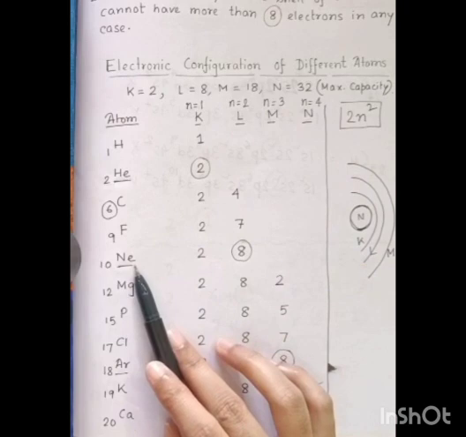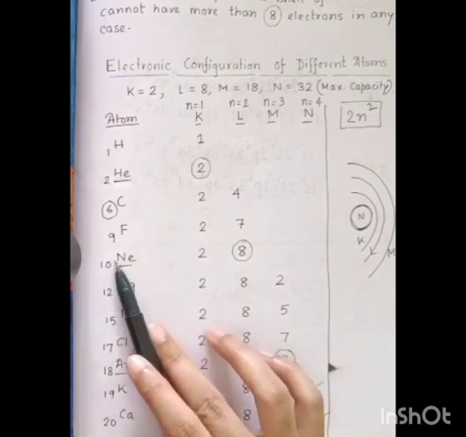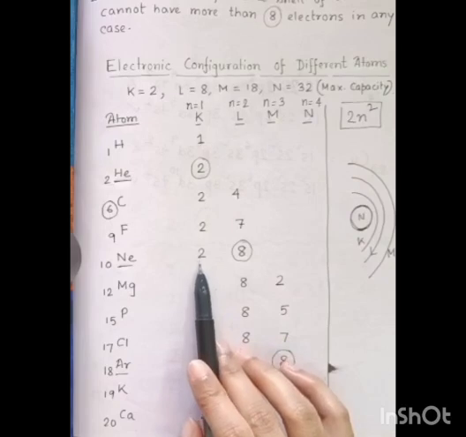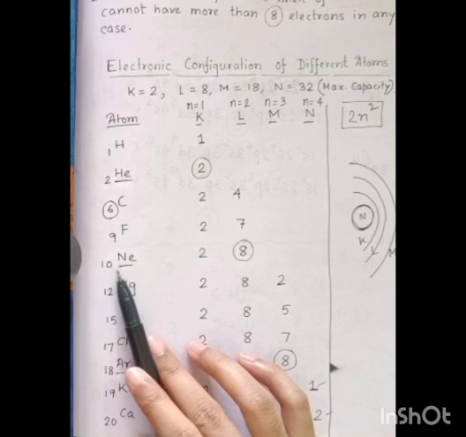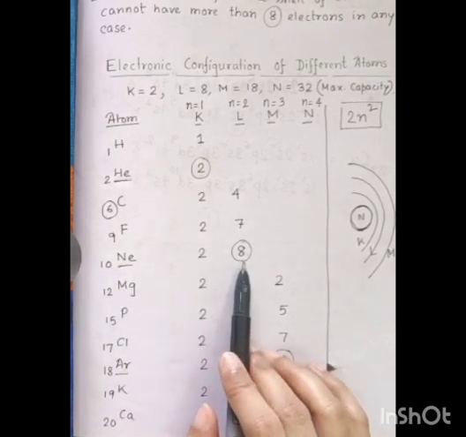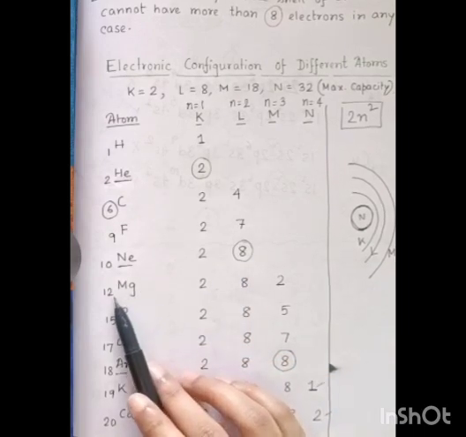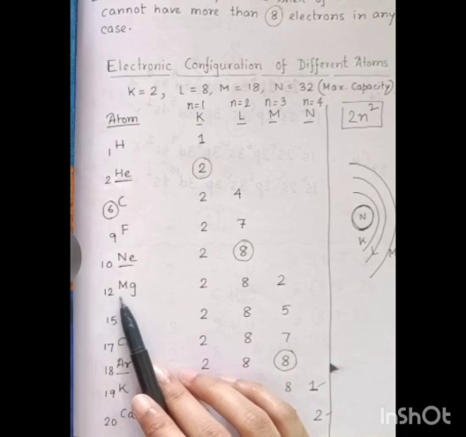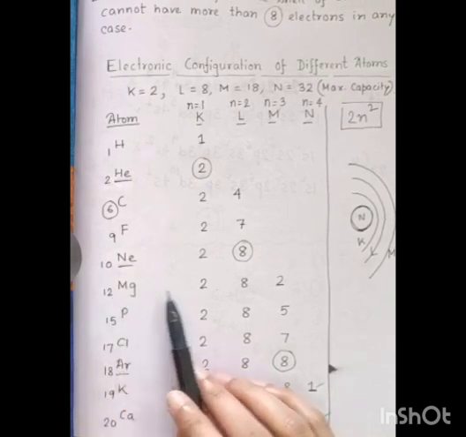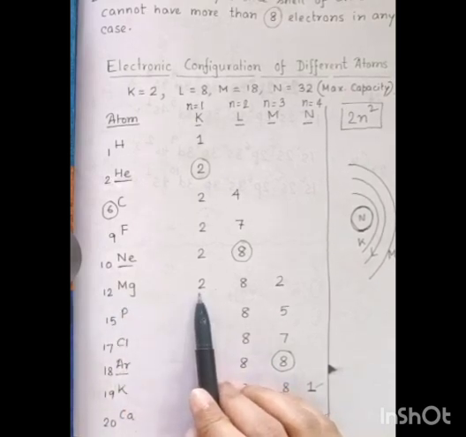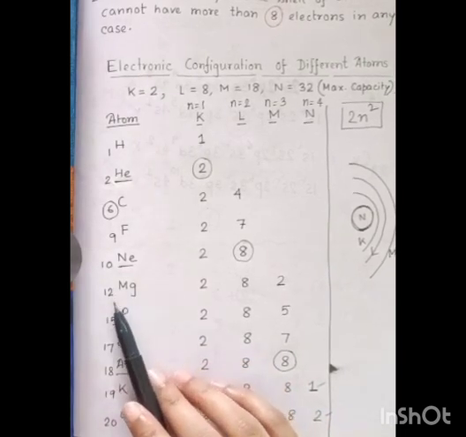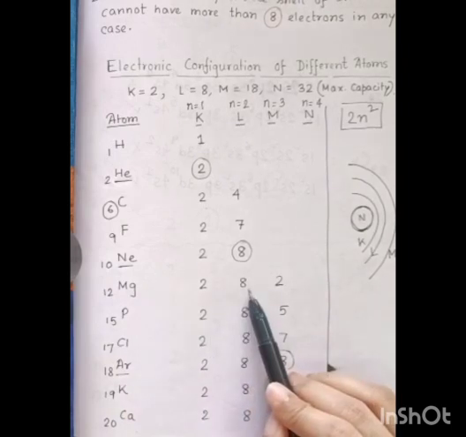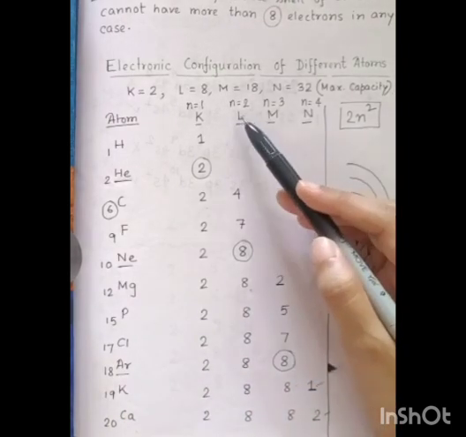Next element is neon, which has 10 electrons. So out of 10, 2 again will enter the first shell, that is K shell. And now neon is left with 8 more electrons, which will definitely move to the second shell, that is L shell. For magnesium, it has 12 electrons because its atomic number is 12. So out of 12, 2 will again enter the first shell, K shell. Now it is left with 10 more electrons. So out of 10, obviously 8 electrons will enter the L shell. Not more than 8, because L shell maximum capacity is 8.